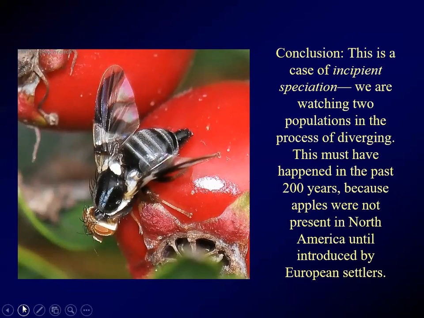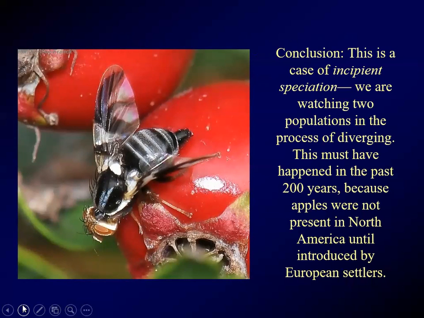Apples aren't native to North America. Hawthorn is. So before roughly 200 years ago, the ancestors of these maggot flies were presumably living entirely on hawthorn. But apples were introduced roughly 200 years ago as European settlers began to move into the old Midwest, which is now the East, but began to move into Ohio and Wisconsin, Illinois, Indiana, and Michigan, bringing apple trees with them.